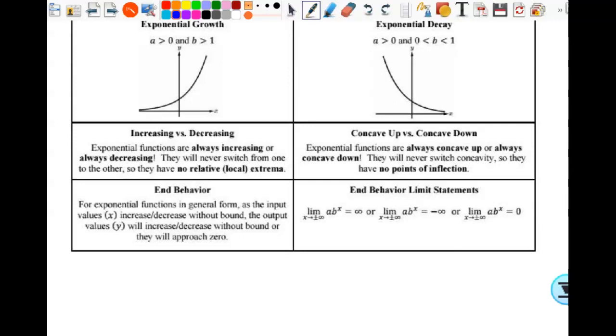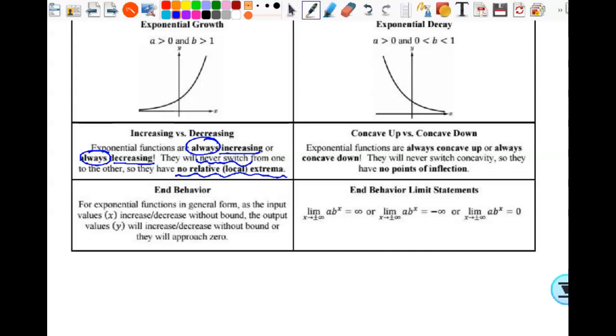And increasing and decreasing, concave up, concave down, that behavior is all stuff that we're adding to this. I'm sure you've talked about increasing and decreasing before, but probably not the others, and that's okay. But exponential functions are always increasing or always decreasing. It's not going to change from increasing to decreasing or decreasing to increasing like a quadratic would. So they will never switch, so they have no relative extrema. If I don't change from increasing to decreasing or vice versa, I can't have a maximum or a minimum. So there's no maximum in here, none at all.